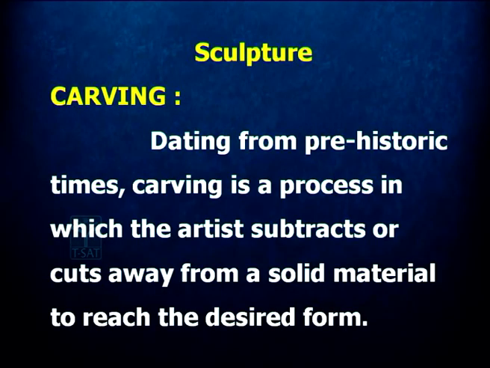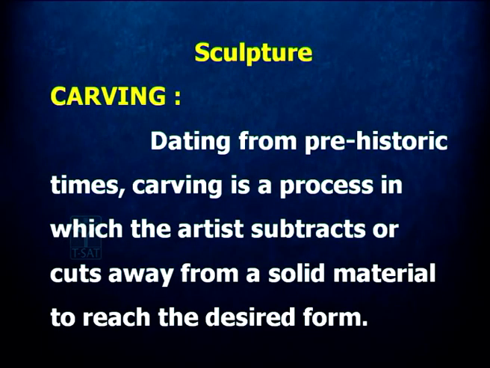So after modeling, we have carving. What is carving? Carving dates from prehistoric times. So you can see examples of carving on the cave walls, small stone carvings, very rudimentary though, but you get to see the examples of carving. It may not be monumental sculpture, you don't have great sculpture, but the efforts of carving have been there. So it's a process in which the artist subtracts or cuts away from the solid material to reach the desired form.